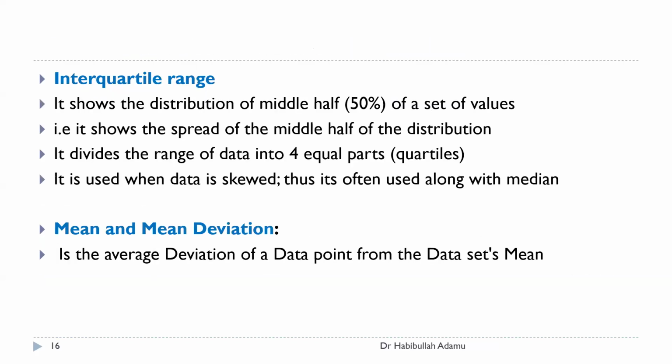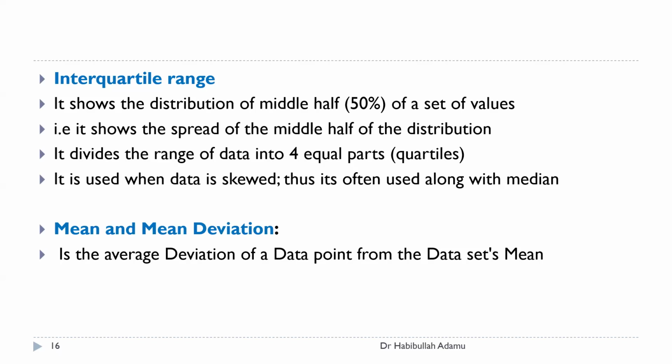Then we have interquartile range. Interquartile range also, because this shows the distribution of the middle half of a data set. In practical terms, it is used if the data is skewed. Remember we say median is used when the distribution is skewed, that is when there are extreme values, either extremely large or extremely small. In that case, if we use mean, it will give us misleading result.